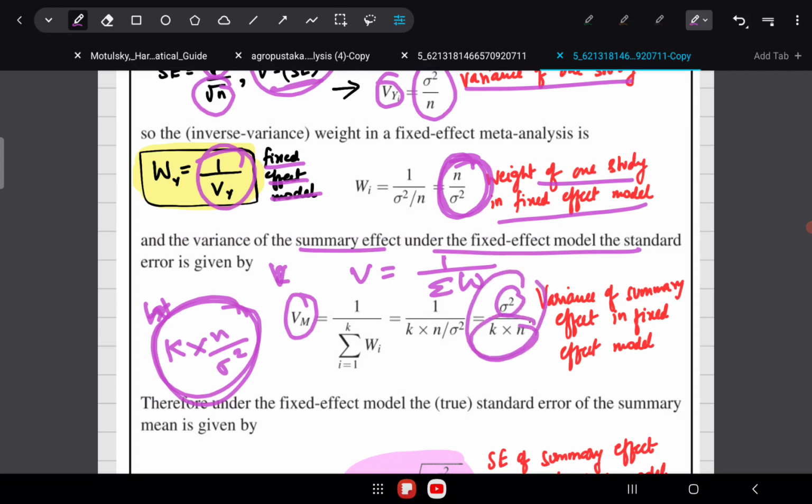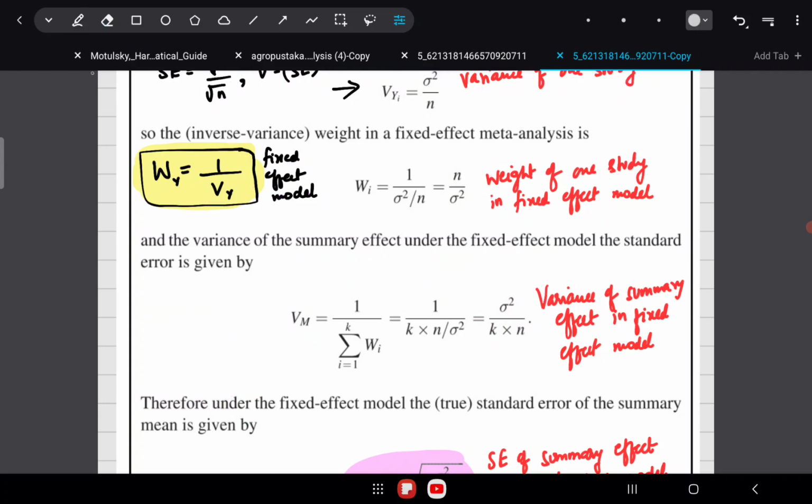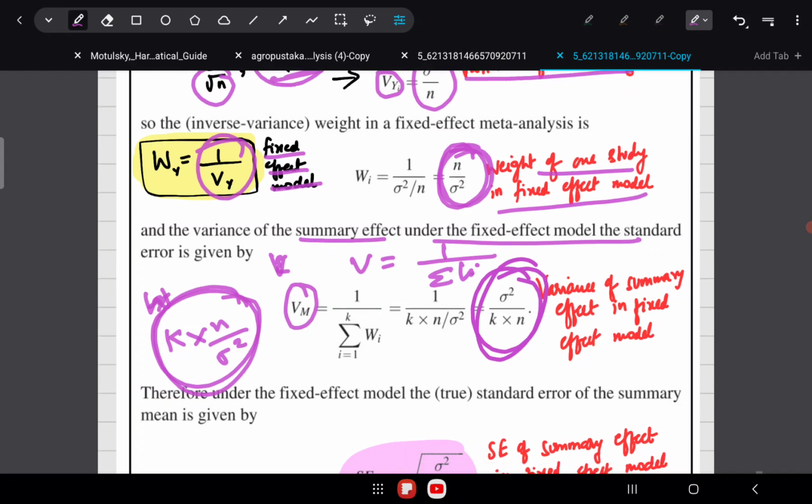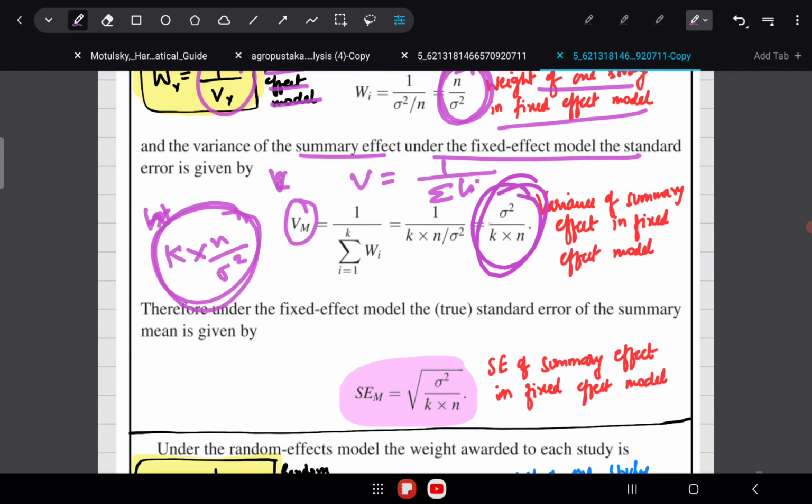Just remember this final thing we have calculated: sigma square by kn. This is the variance of the summary effect in fixed effect modeling, right? And this is the variance, and its square root will be the standard error, of course. Okay, that is for fixed effect modeling.